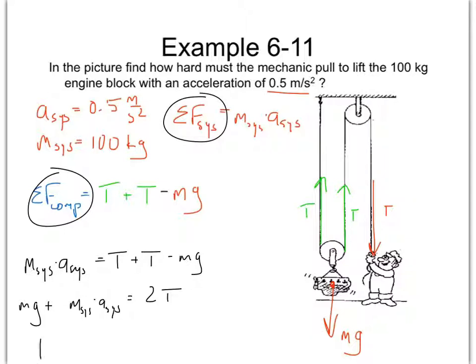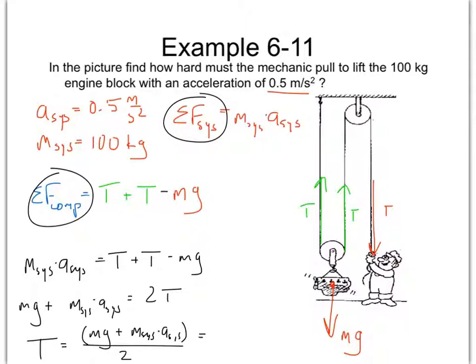Right? And so the tension, that is how hard the mechanic must pull, is going to be mg, plus mass of the system times acceleration of the system, all over 2. That's going to be our working equation right there. So all you need to do is plug and chug and find out what T is. For the sake of time, I'm not going to do that. I think you guys can do that.